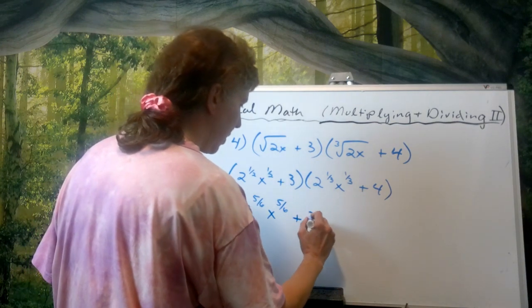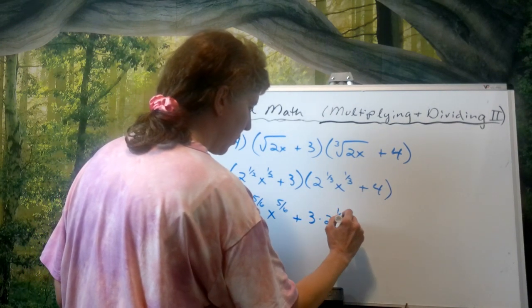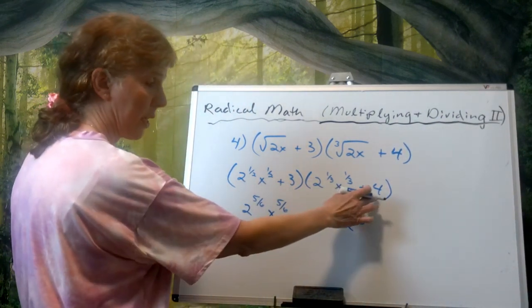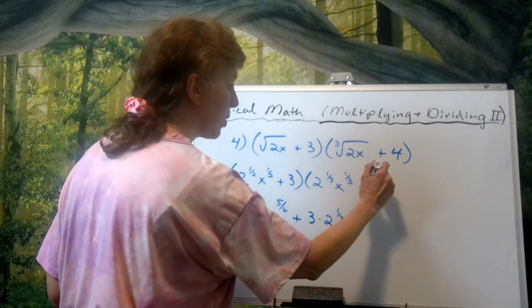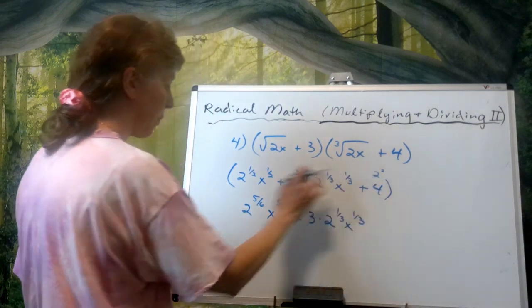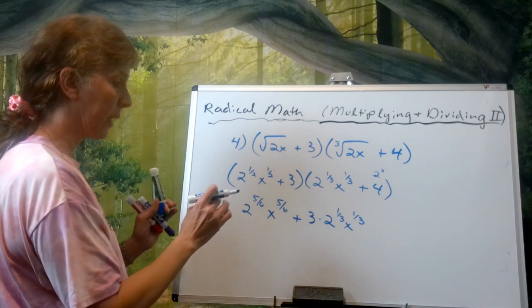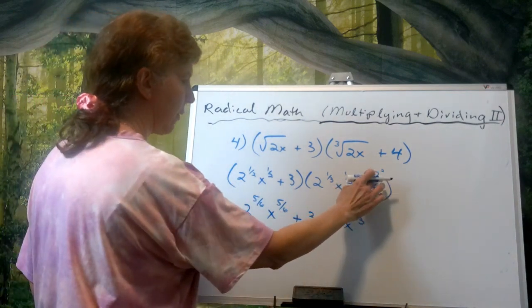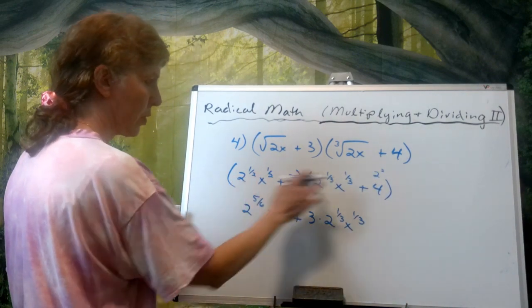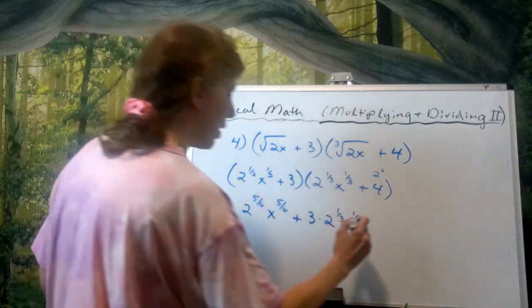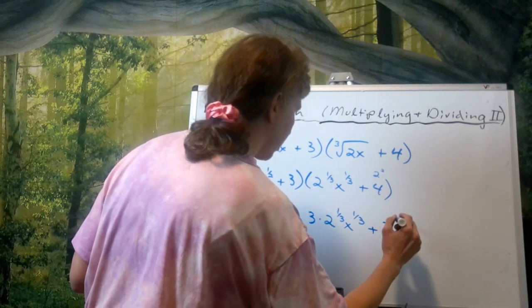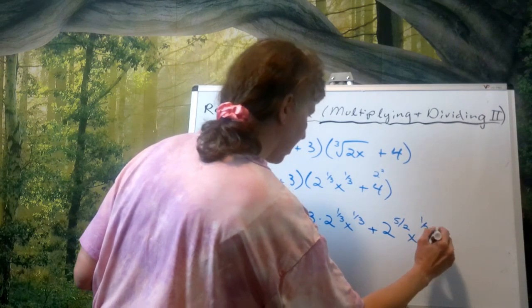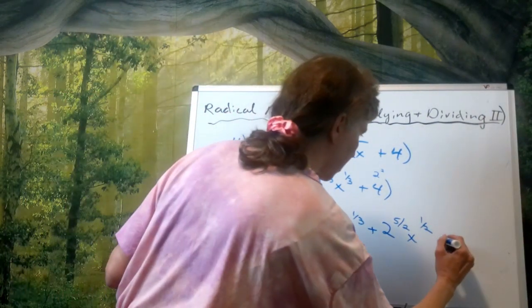You're going to have 3 times 2 to the 1/3, x to the 1/3. This guy, we can switch him though. We can make him into a 2 squared. So now when I'm multiplying those, I can have a common base and therefore add my exponents. So I'll have 2 to the 1/2 times 2 squared times 2 to the 1/2, which will be 2 to the 5/2, x to the 1/2, and then I end up with my last two, which is 12.